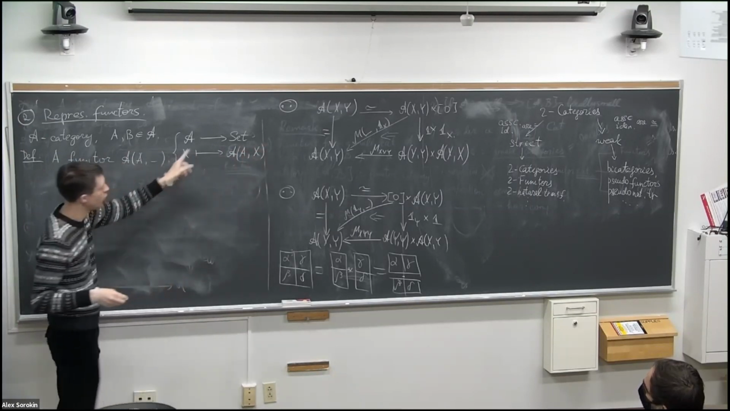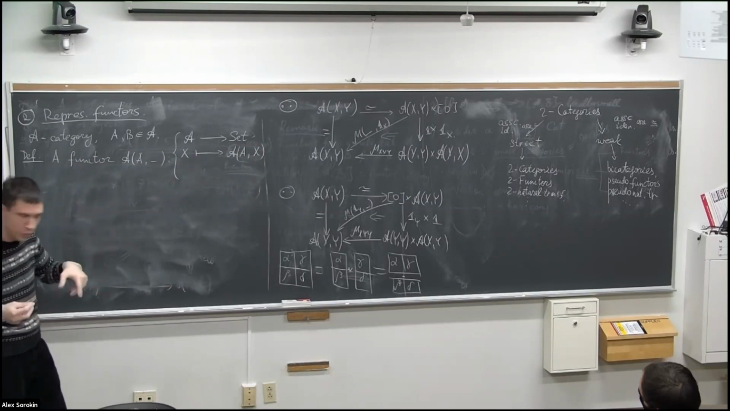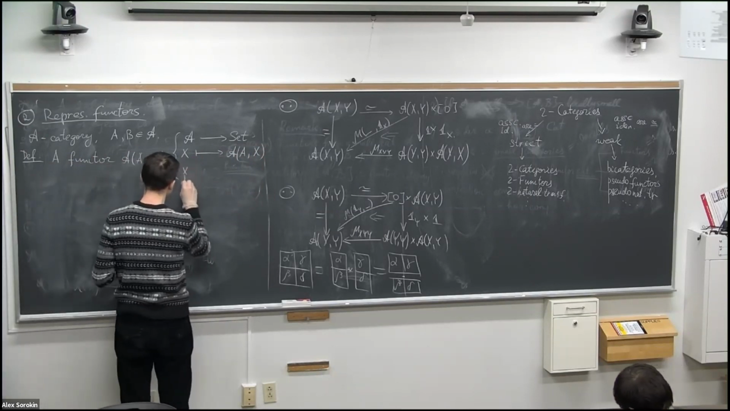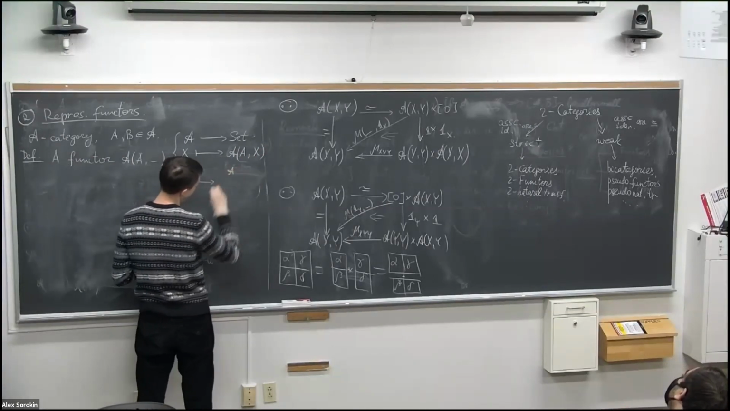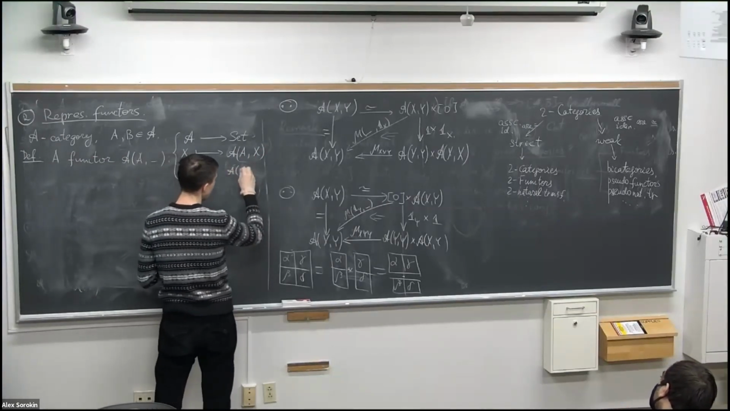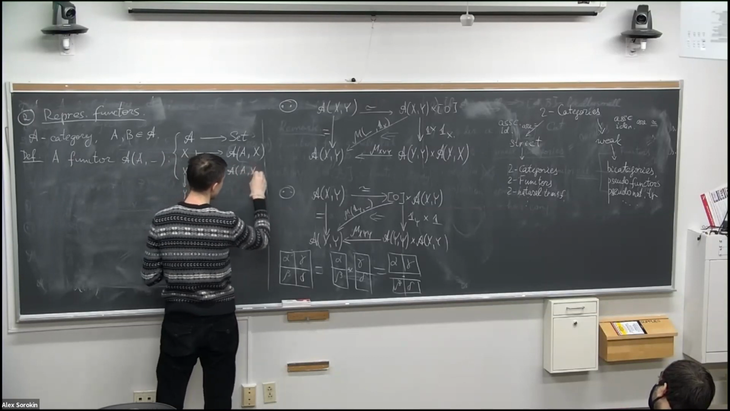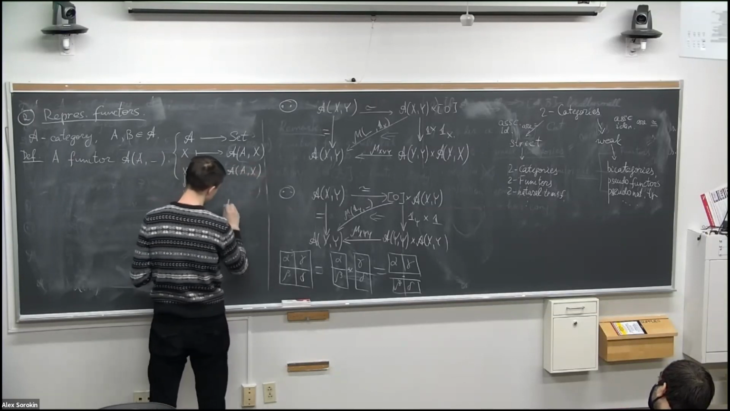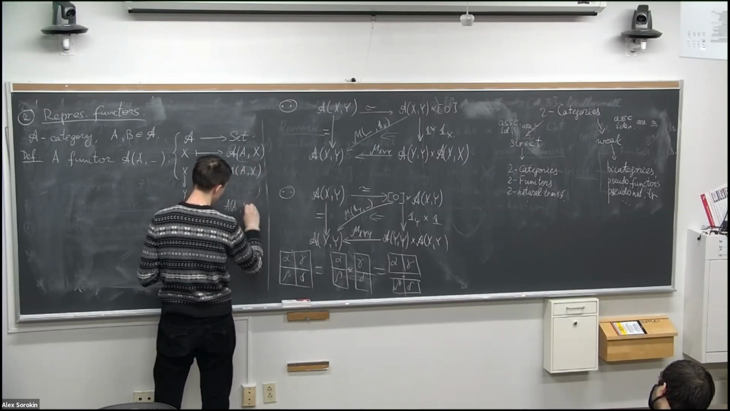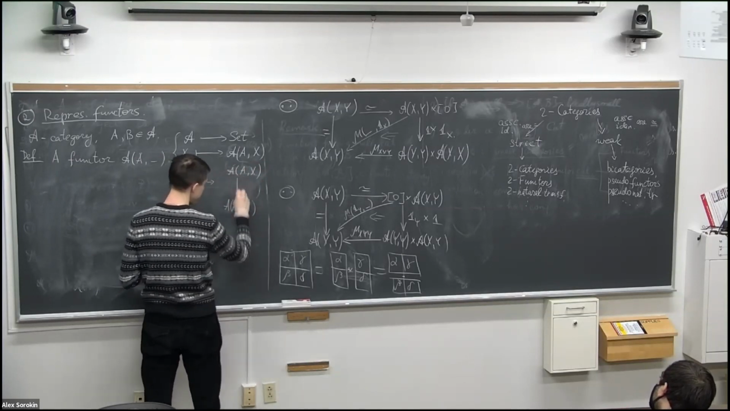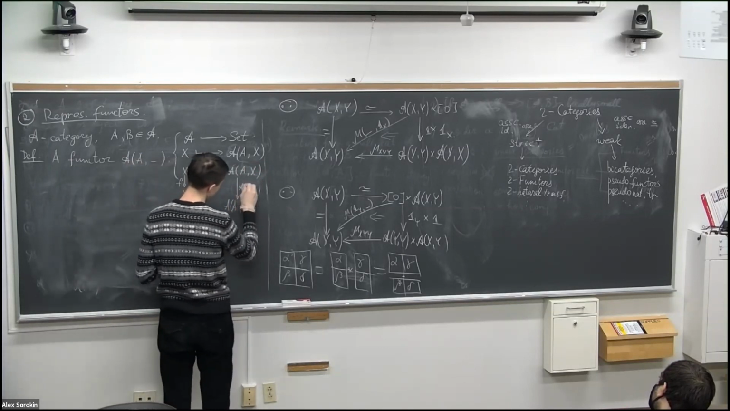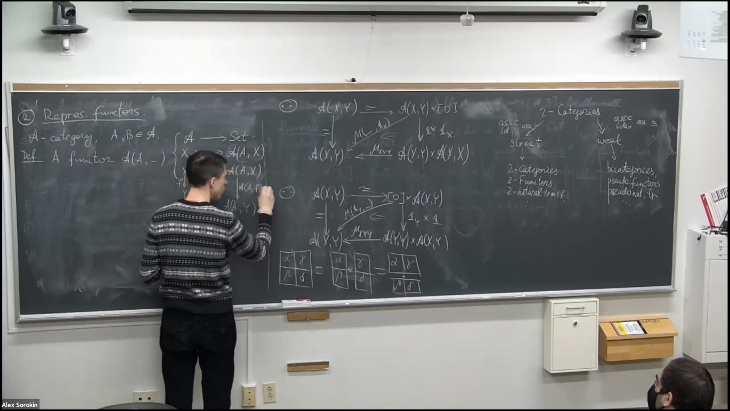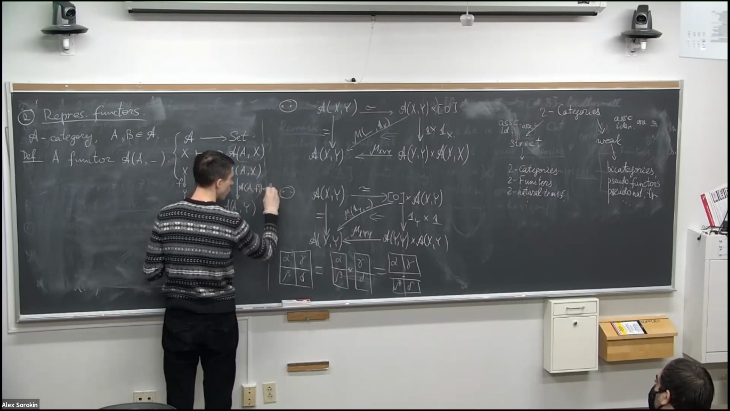Every object goes to the set of morphisms from A to this object, and every arrow F from X to Y goes to a function from the set of morphisms from A to X to the set of morphisms from A to Y. Here we will also call it A comma F, or just F lower star.